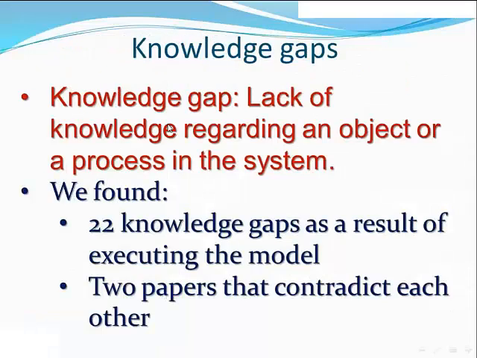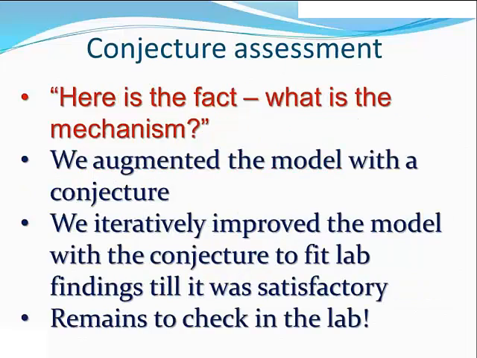Another important issue is that we can detect knowledge gaps, which we define as lack of knowledge regarding an object or a process in the system. In the course of this work, we found 22 knowledge gaps as a result of executing the model. And we even found two papers, or two sets of papers, that contradict each other. Both of them are published, and somebody can find one paper and take it as a fact that it goes this way, and the other paper says it exactly the other way around.